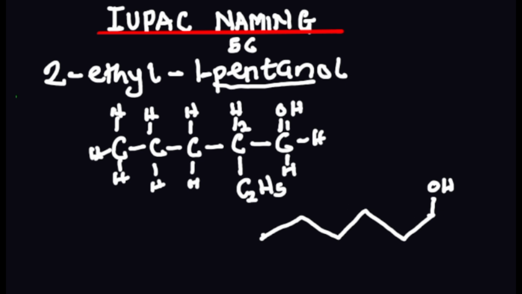Then 1, 2. On position number 2, you're going to have an ethyl group. So you're going to have something like this, this ethyl group. So this is basically 2-ethyl-1-pentanol. That's basically the name. Now let's go ahead and write out another name.